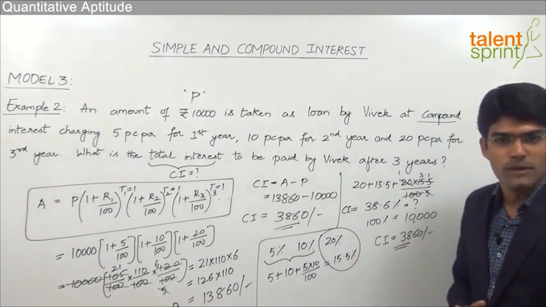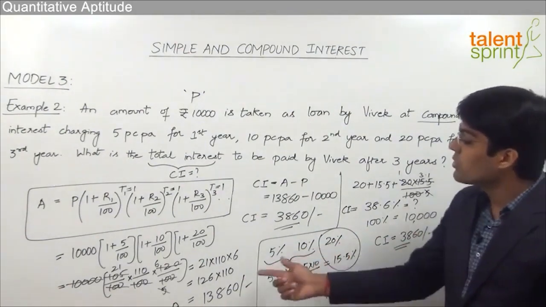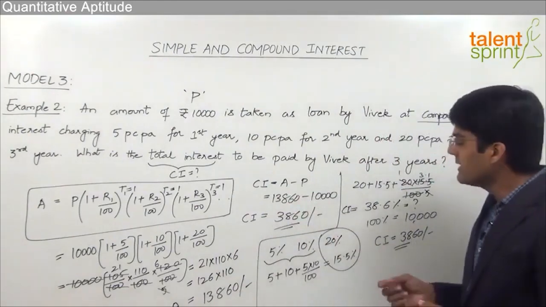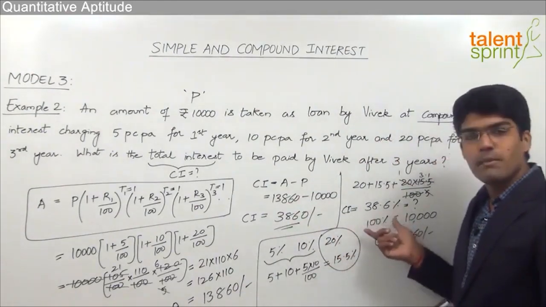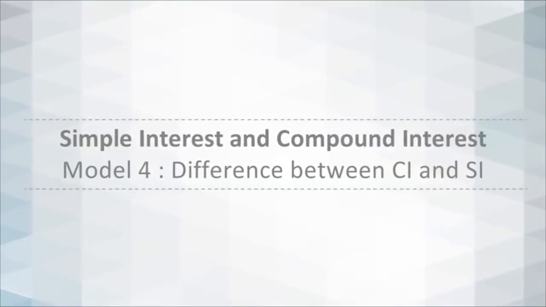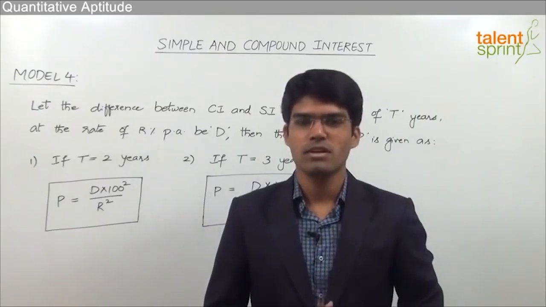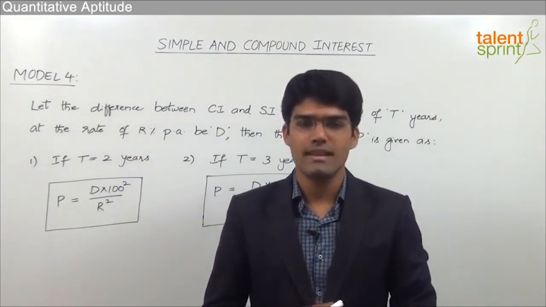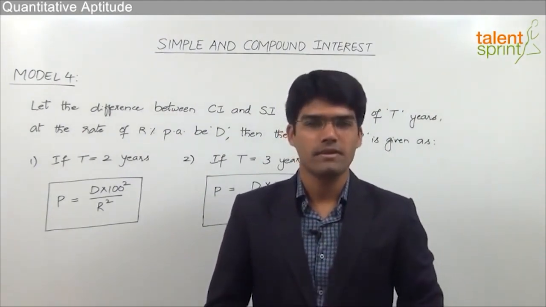So this is how you can find out the compound interest directly with the help of the net or effective percentage formula. And here we need not find out the total amount and then subtract 10,000 to get the required answer. Directly the compound interest percentage can be obtained and we can cross multiply to find out the required answer. Let us now take the fourth model from this topic, which is based on the difference between compound interest and simple interest for a given period of time.